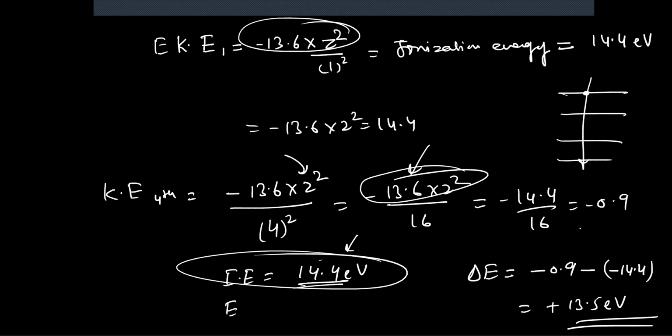Change in energy we need to find out. The final energy is that of the fourth shell, this one. And this is the initial energy of the first shell that is given to you. Okay, that is given to you. So fourth shell minus first shell, you will get this one. Note it down.